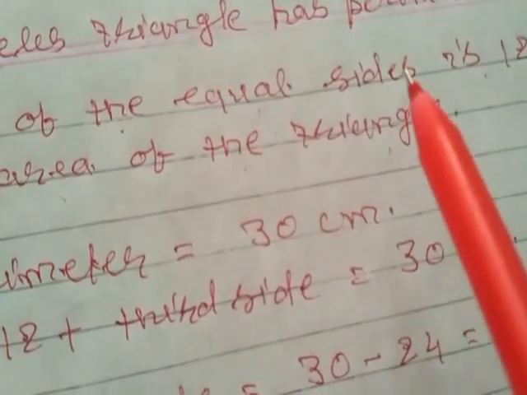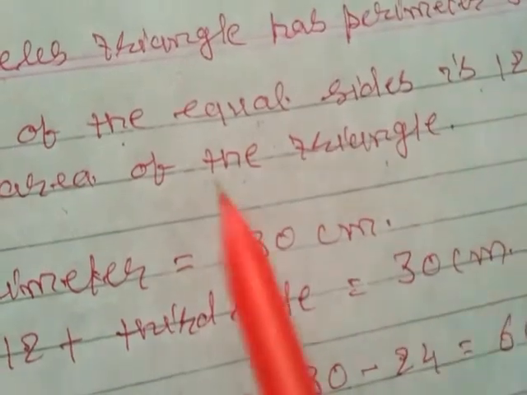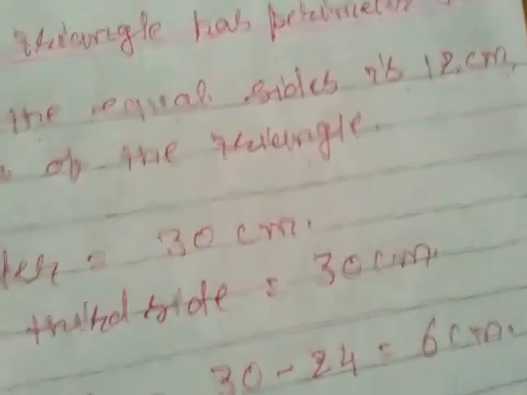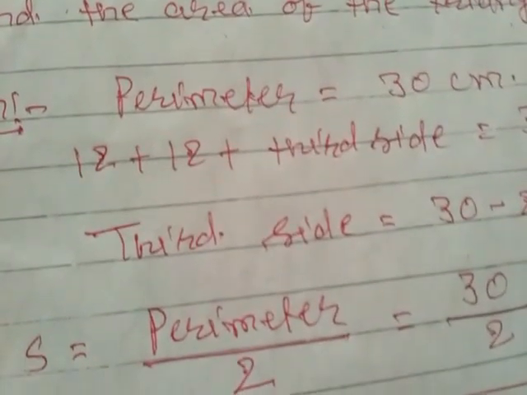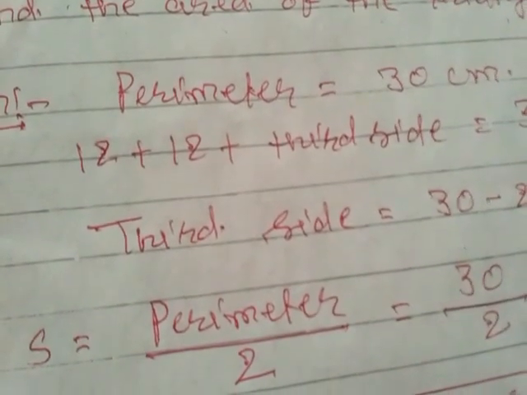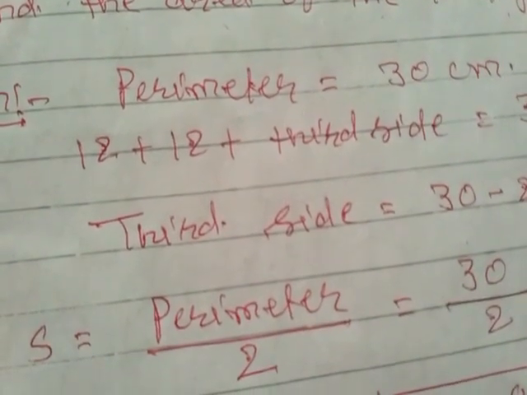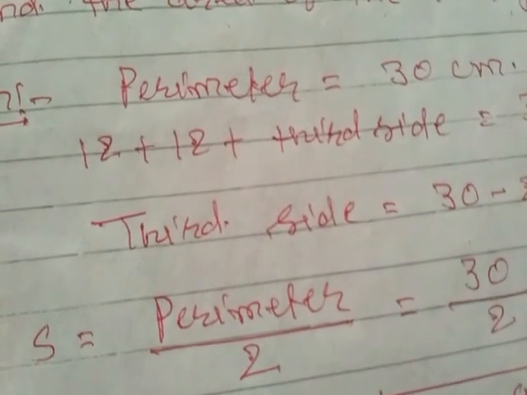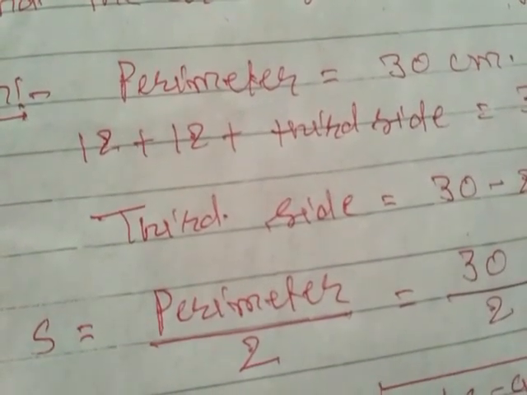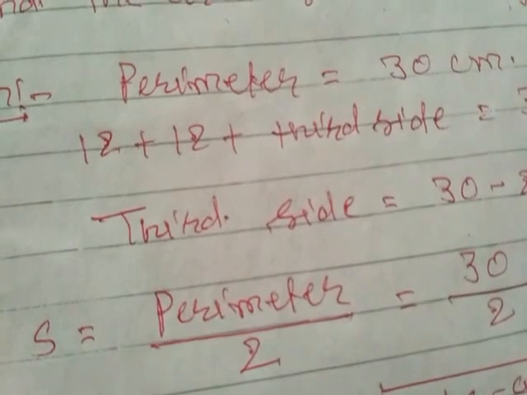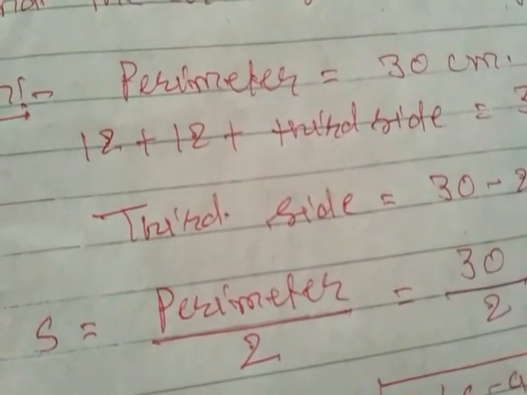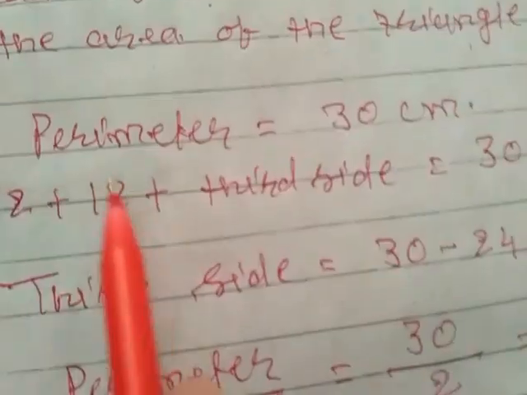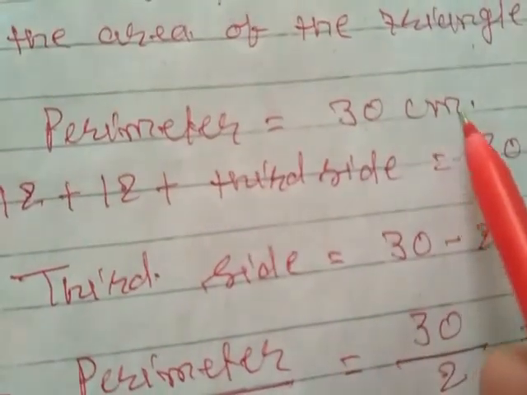So now we got the three sides of the triangle. Two sides were equal, that is 12 centimeter each, and the third side we now got is 6 centimeter. So since all three sides of the triangle are known, it will be easier to apply Heron's formula.